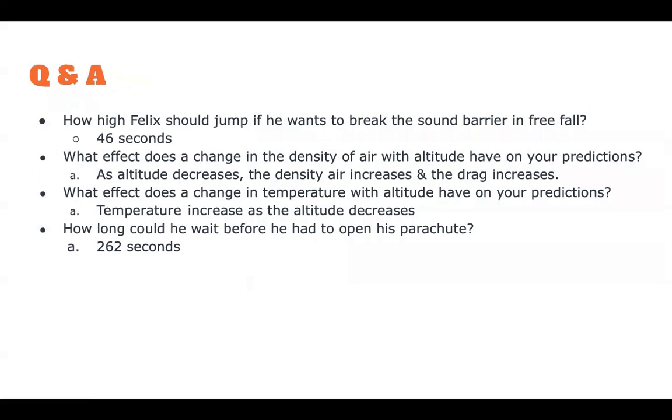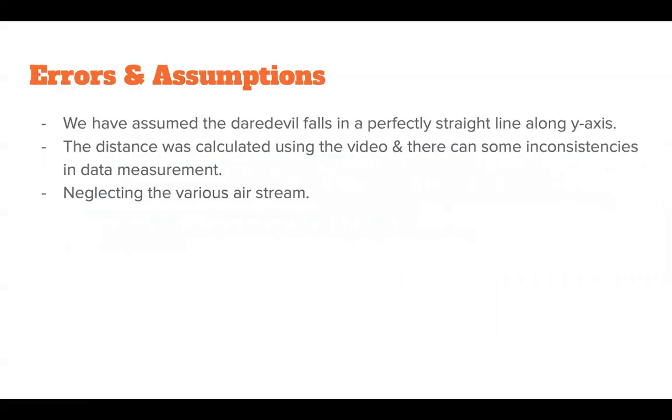Q&A: how high should Felix be if he wants to break the sound barrier? It's 46 seconds. What effect does a change in density of air, the altitude, have on our prediction? As the altitude decreases, the density of air increases, so the drag increases. What effect does the change in temperature with the altitude have on the predictions? Temperature increases as the altitude decreases. How long could he wait before he had to open the parachute? It's 262 seconds.